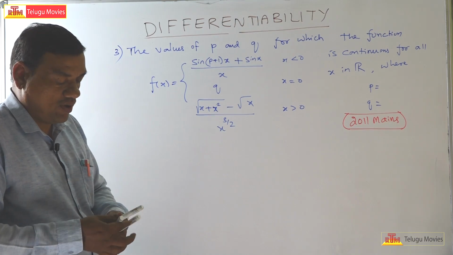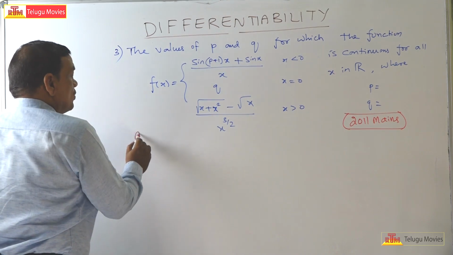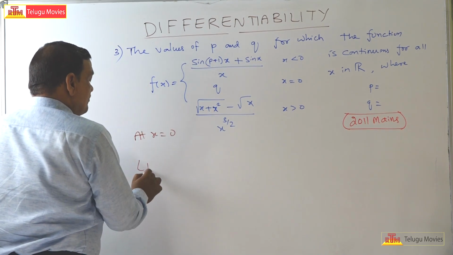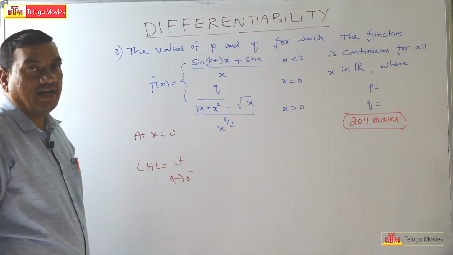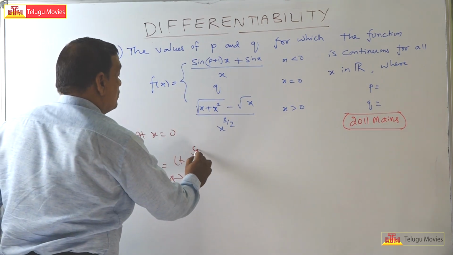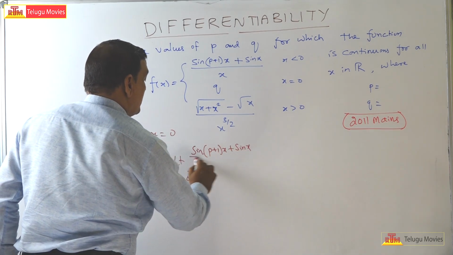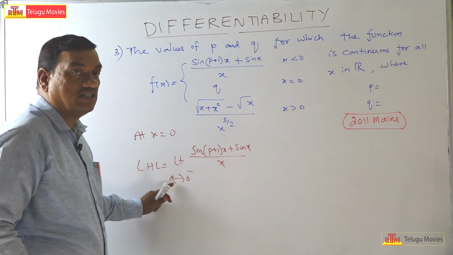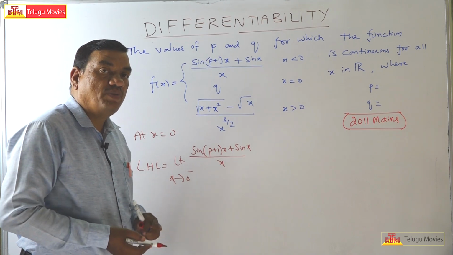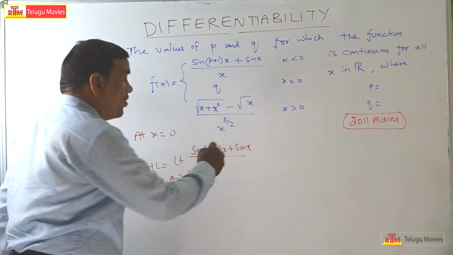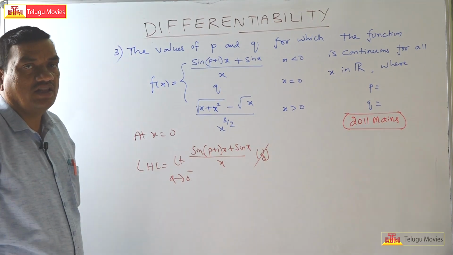We can proceed with the problem like so. At x is equal to 0, find out what is the left hand side limit. So, that is limit x tends to 0 minus of sin of (p plus 1)x plus sin x, by x. As you substitute x is equal to 0, here it is 0, here it is 0, here it is 0, so 0 plus 0 by 0, which is an indeterminate form. So, we are getting 0 by 0. This is not your answer. So, let us take the L'Hospital rule.